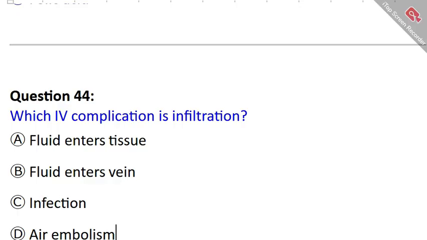Which IV complication is infiltration? Read the four options and then select your best choice. Then we will provide you the correct answer. Reveal your option with the correct answer which we will provide to you.